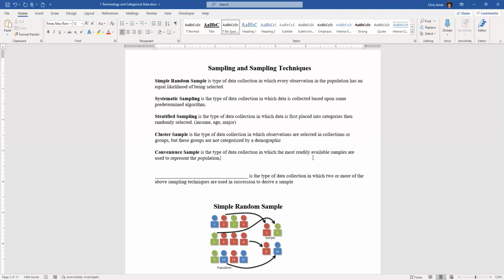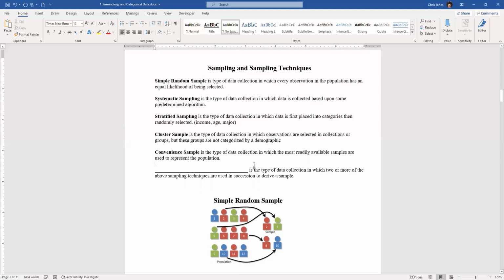Right. The final method is actually a permutation or a combination of all the methods that we've looked at before, and that's called multi-step. A multi-step sample suggests that we might first stratify, and then systematically pick maybe every third person within each strata. Or we might group people according to major, and then have a cluster of 2 from each major. So essentially, it's coupling 2 or more of the previous 5 different methods together.